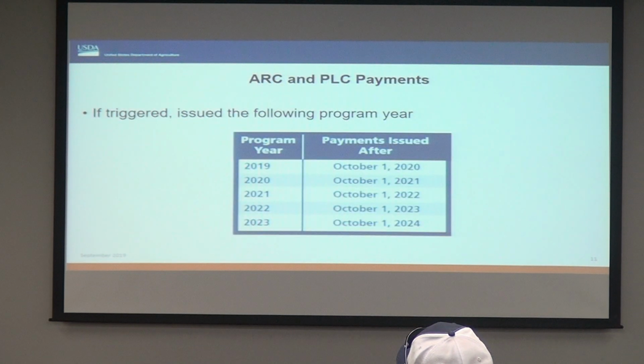And payments depend on what the market's doing, whether ARC/PLC payments are triggered. So if it is triggered for 2019, you're looking at payments being made in October of 2020. And pretty much every year, you're looking at the following year for ARC/PLC payments being made. Just like for 2018, we'll be making ARC/PLC payments this month for 2018 ARC/PLC contracts.